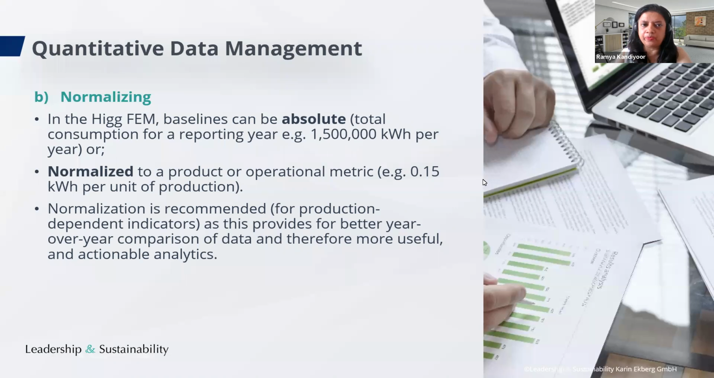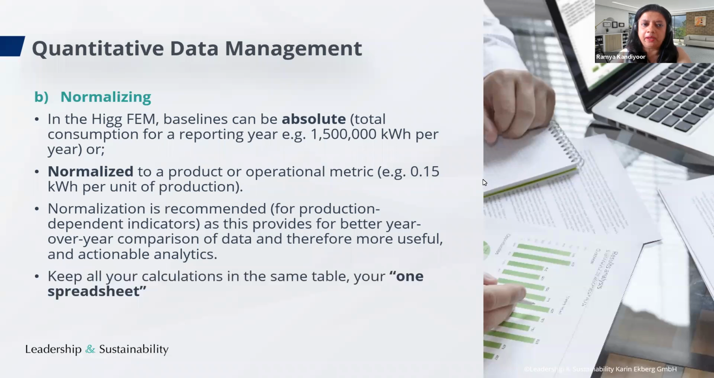unit of production. So normalization is generally recommended for production dependent indicators, as this provides for a better year-on-year comparison of the data, so that you will not have any kind of surprises, especially if there have been shutdowns, or a sudden increase in production for a particular year because of extra orders which have come in, etc. This will not affect your targets much if you have normalized data. And again, a small note to try and keep all of your calculations in the same table, that is in one single spreadsheet.